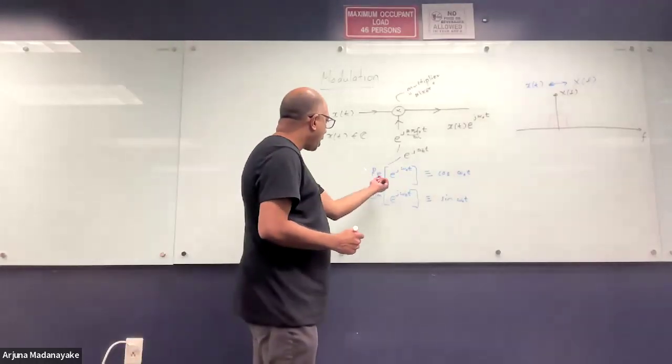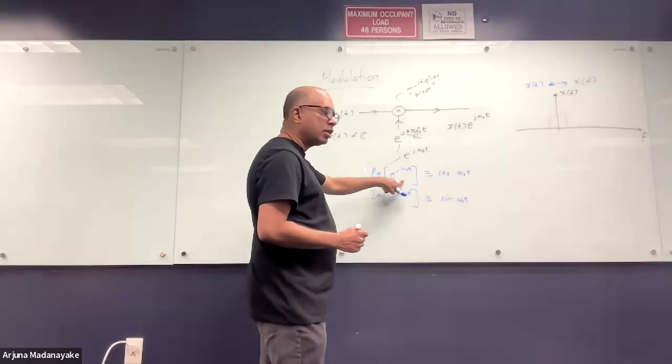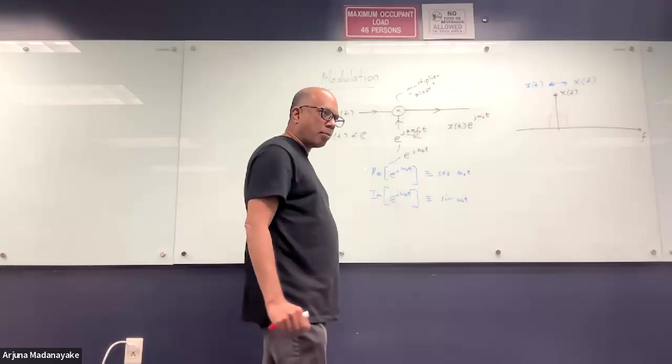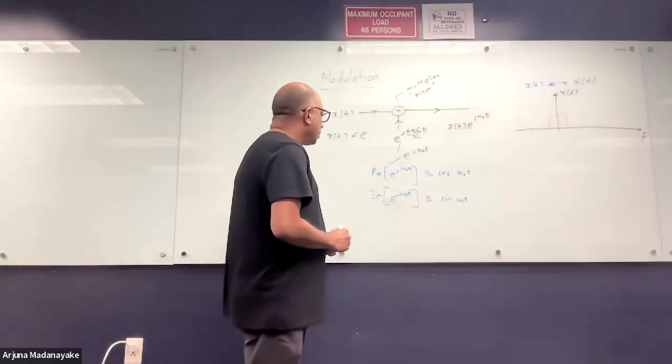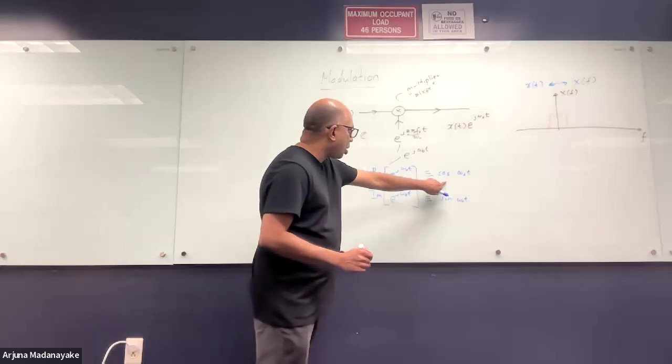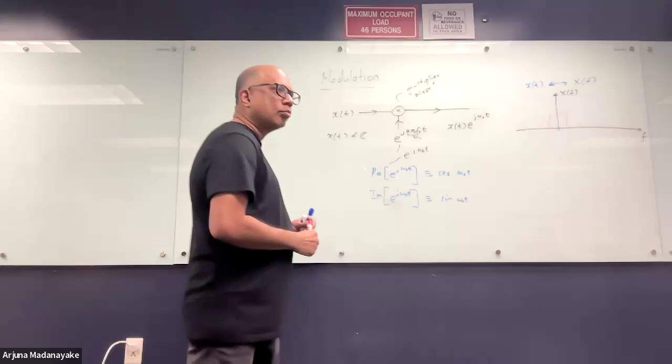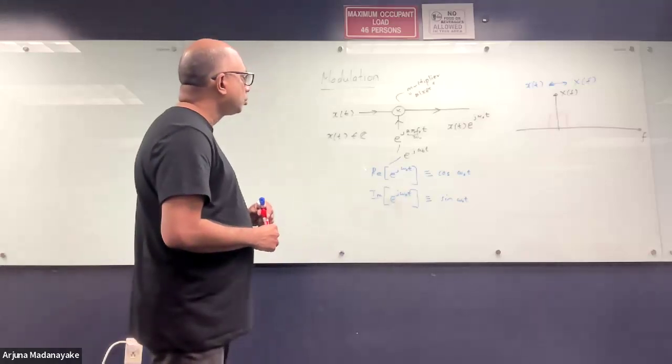It's a function to extract the real part of this complex function, and IM is the operation to extract the imaginary part of that complex function. Because this has a real part, cos omega t, and the imaginary part is sine. So the multi-mixer, that's what it does. It extracts signal for it.